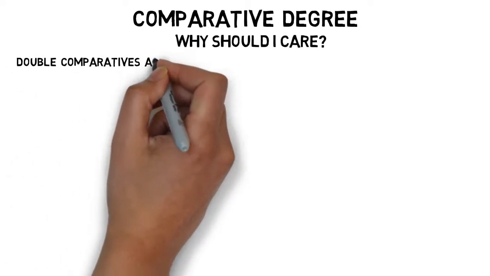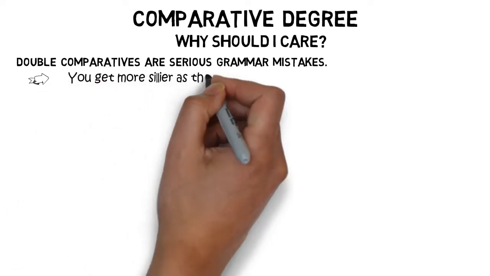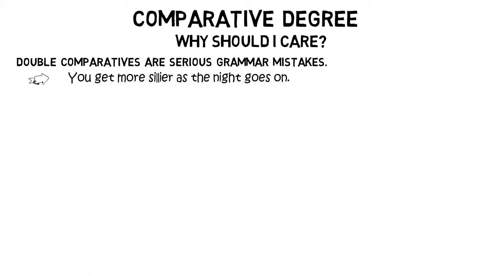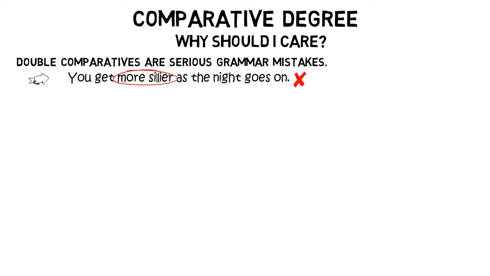So that's a lot of grammar for something you pretty much do naturally. So why should you care about the comparative degree? Well, double comparatives are serious grammar mistakes. So if you apply one of those rules twice, you end up with a construction like this. You get more sillier as the night goes on. So this is a serious mistake.